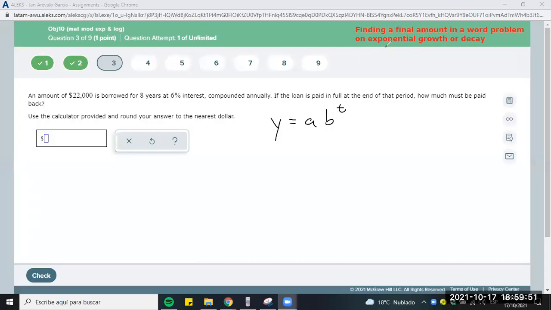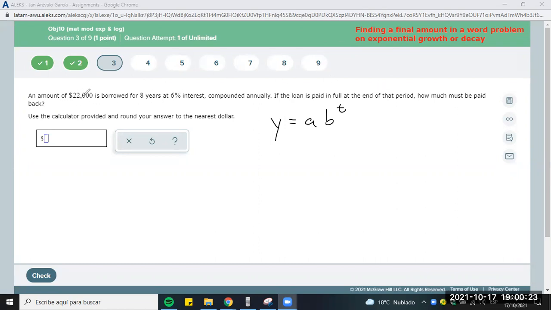Okay, let's try this one called finding a final amount in a word problem on exponential growth or decay. As we have seen in the explanation, the equation model for this kind of problem is y equals a times b to an exponent t. Most of the time, the t represents the time. So we have to read the problem.